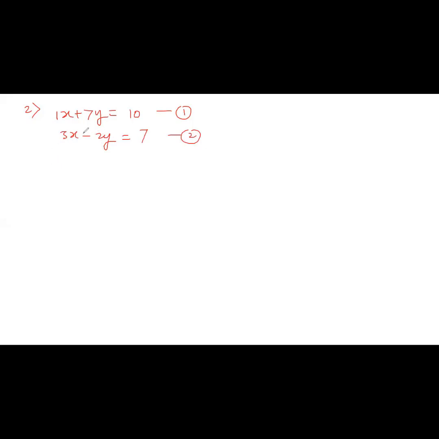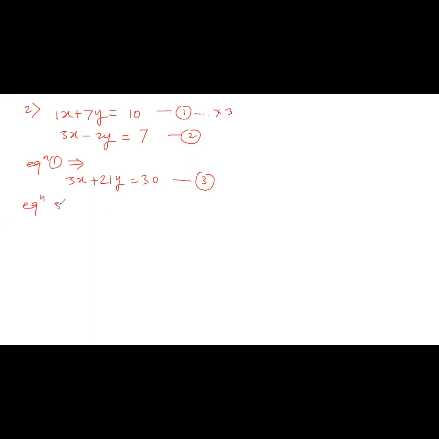So I am going to make the coefficient of x as 3. So I am going to multiply this equation 1 by 3. So equation 1 implies, multiply by 3, here 3x plus 3 7s are 21, 3 10s are 30. So let's write equation 3. Now you can see that equation 2 and equation 3 have the same coefficient of x, 3. They are ready to solve. So when we subtract equation 2 and 3, we will get some particular solution.